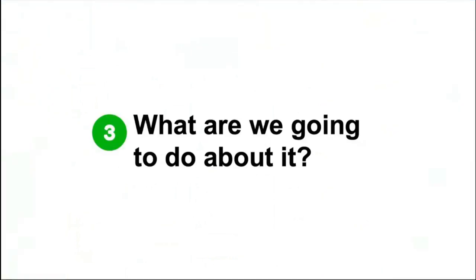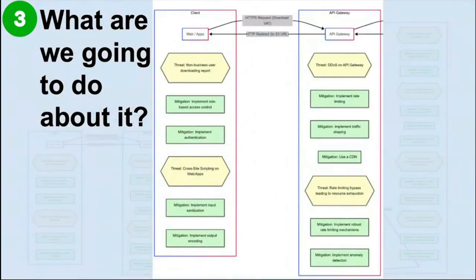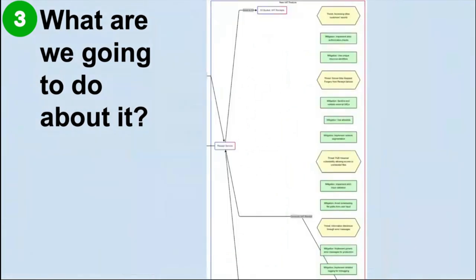So what are we going to do about it? How can we mitigate these threats? So everybody in the meeting will have time to put their post-it notes on. So these green ones here are the threat mitigations. So let's zoom in and have a look at some of those. So the threat on the API gateway, how can we mitigate that? We can implement rate limiting, traffic shaping, and also use the CDN. And for the threat around path traversal, ensure that you sanitize inputs and, if you can, don't use customer IDs and stuff in URLs.